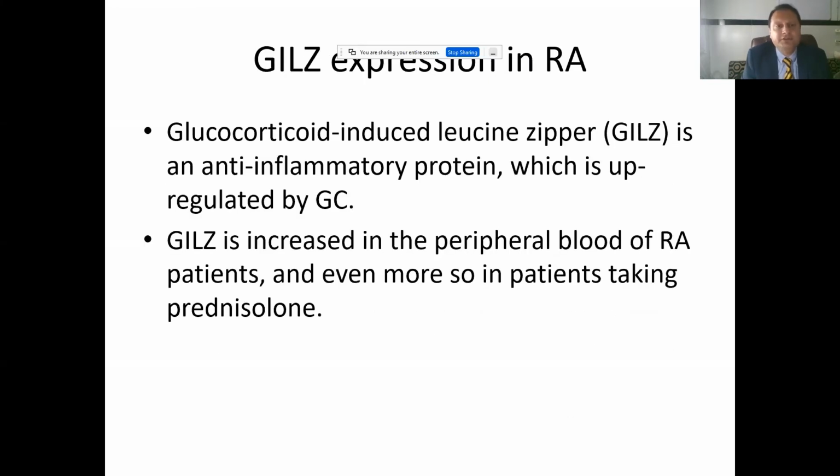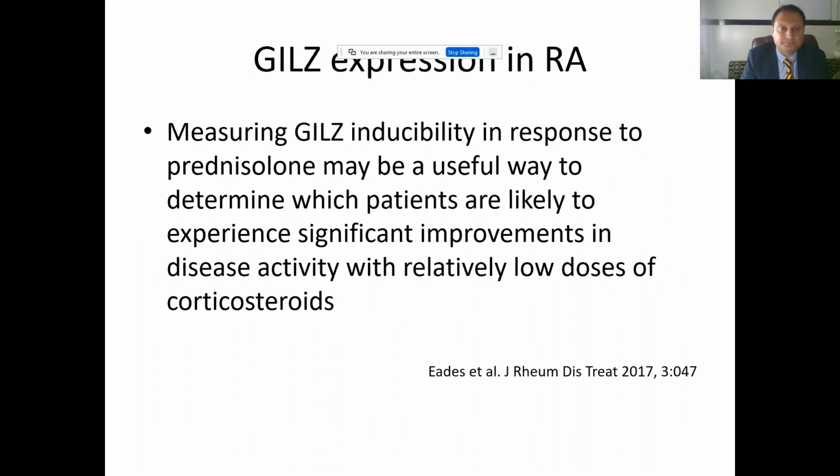You need to be aware of this term called GILZ. GILZ is glucocorticoid-induced leucine zipper, which is an anti-inflammatory protein that is upregulated by glucocorticoids. GILZ is increased in the peripheral blood of rheumatoid arthritis patients, and even more so in patients taking prednisolone. Measuring GILZ inducibility in response to prednisolone may be a useful way to determine which patients are likely to experience significant improvement in their disease activity with relatively low doses of corticosteroids.